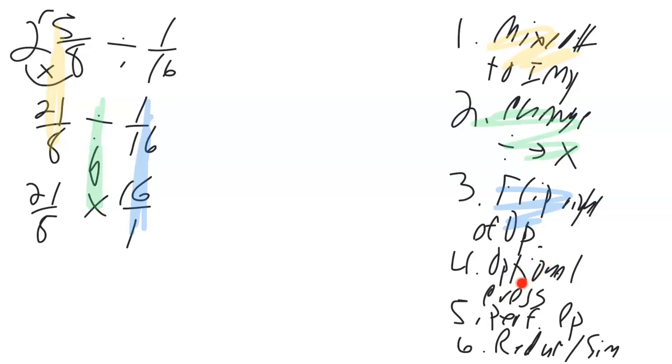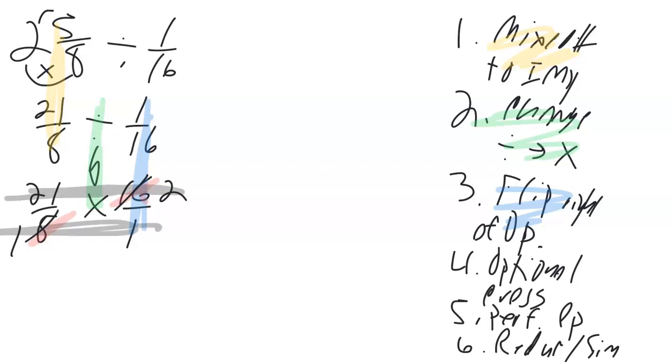Step four is optional cross-canceling. And of course, you already know I like cross-canceling. So we're going to do some cross-canceling here with those two numbers. And so 8 goes into 8 one time, 8 goes into 16 two times, just makes it easier. And then step five is perform the operation. I'm going to perform the operation, multiplying straight across there.